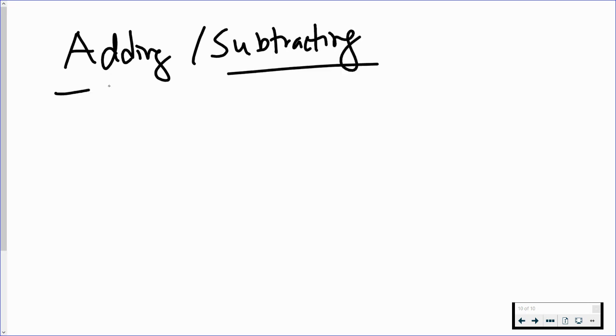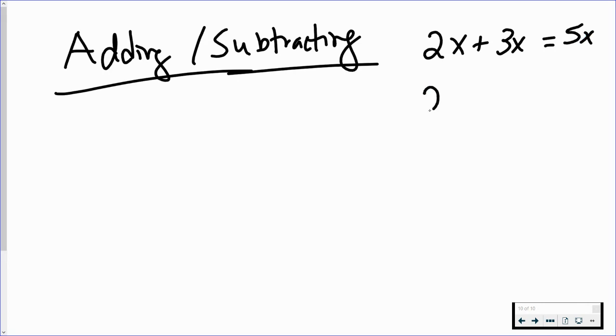The big thing about adding and subtracting is that we must have the same square root in order to be able to add and subtract. Think about if you have the same variable. For example, if you have 2x plus 3x, you can combine those to be 5x, right? But if you have 2x plus 3y, you can't combine those because they're two different variables. The same is true for our radicals.